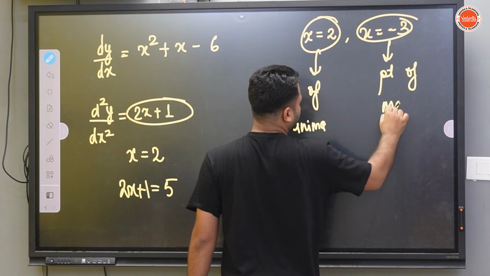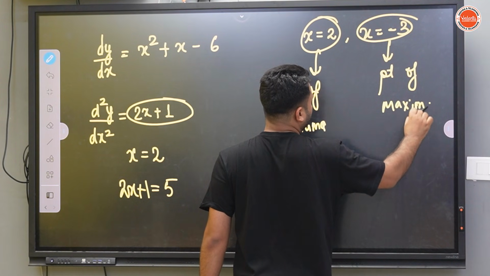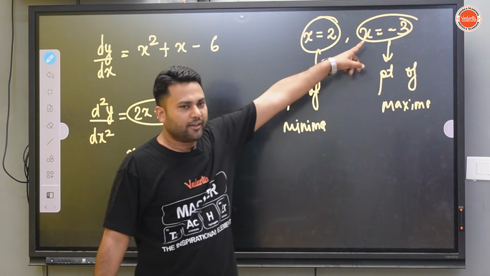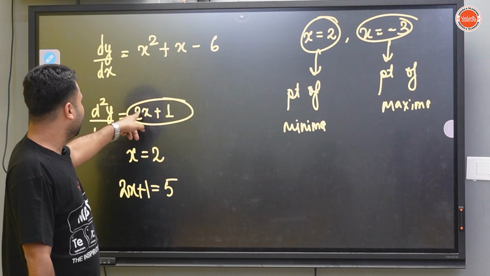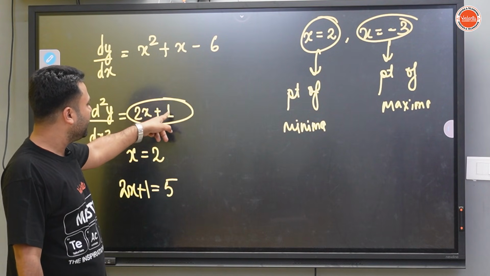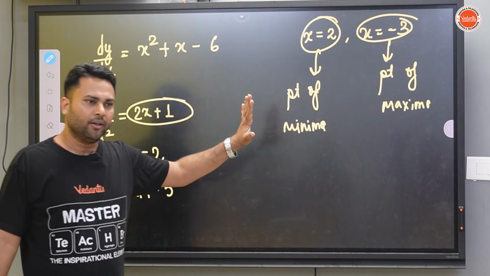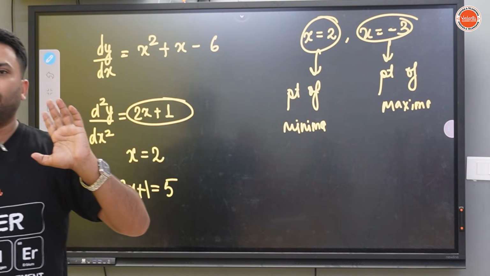You can also check this point separately. In 2x plus 1, put x equals to minus 3. Minus 3 into 2 is minus 6, minus 6 plus 1 is minus 5. So you are getting negative, and if you get negative, that will be the point of maxima.